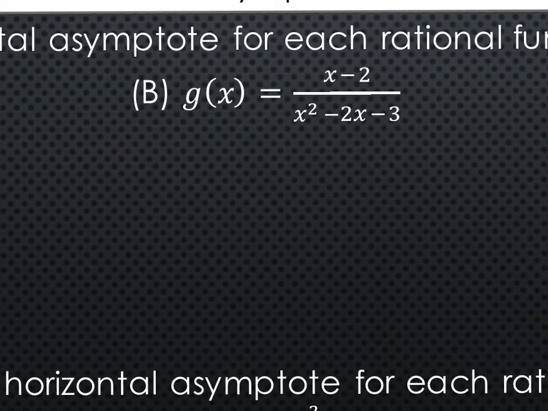For letter B, notice the degree of the numerator is a 1, whereas the degree of the denominator is a 2. So our horizontal asymptote is going to be y equals 0 because the degree of the numerator is less than that of the denominator.